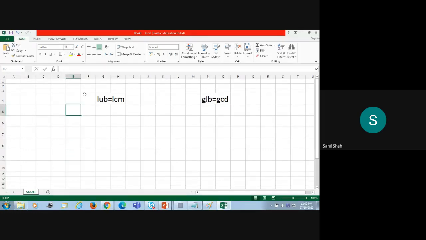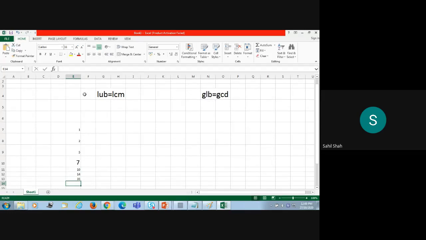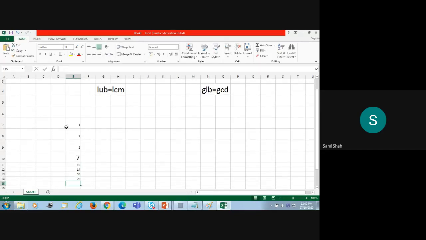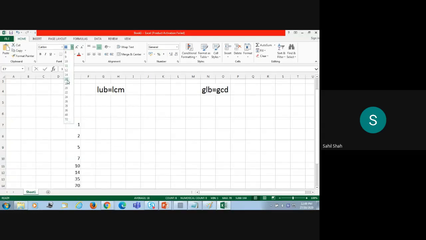So we will first construct a table for everything. Look. So let us have 1, 2, then 5, 7, then comes 10, then 14, and finally 35, and finally 70. I am taking all the elements in terms of rows as well as I will take the same in terms of columns. So I will simply write over here 1, 2, 5, 7, 10, 14, 35, 70.